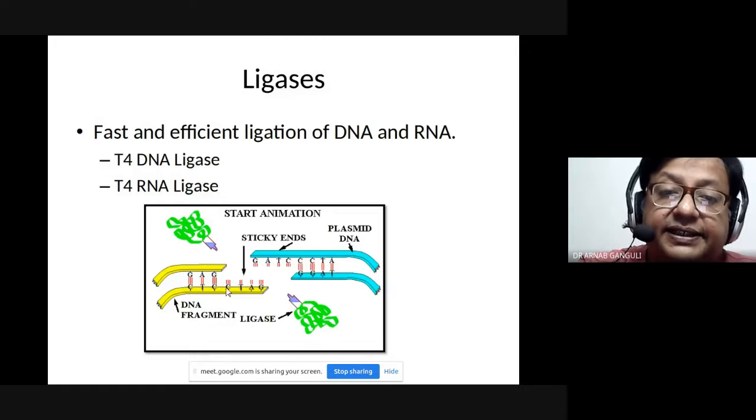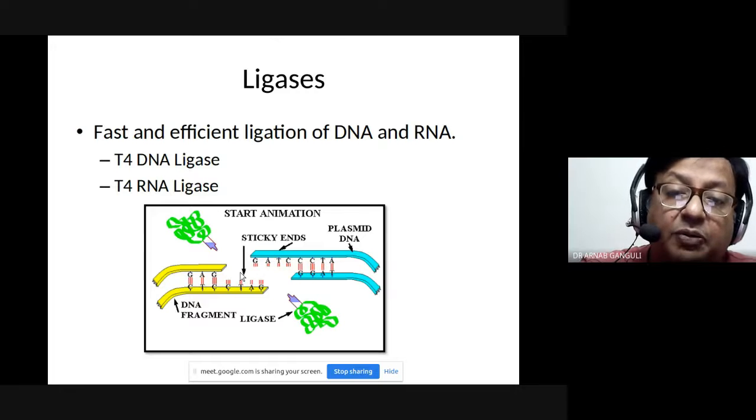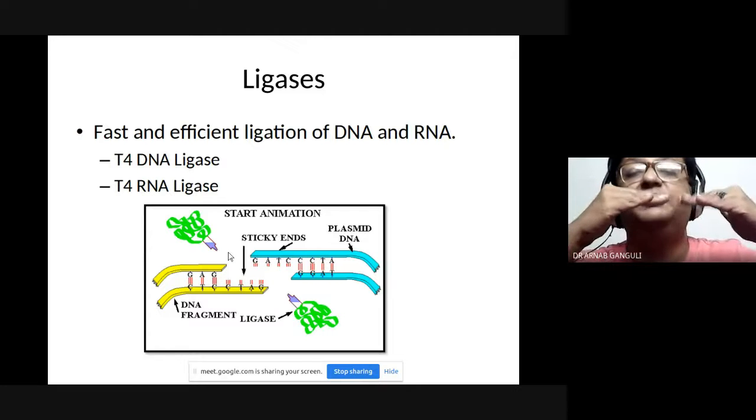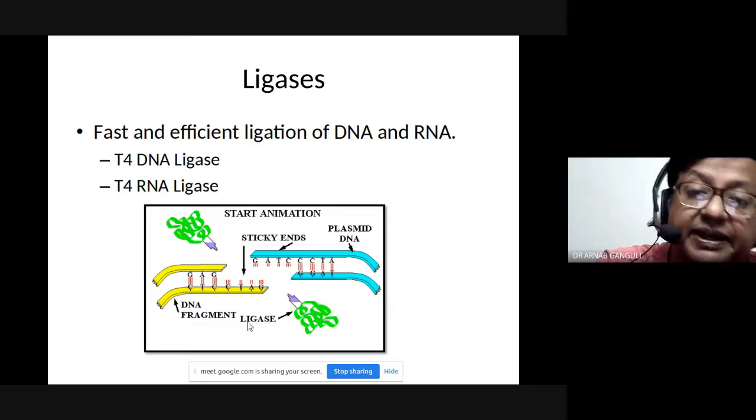So, ligases. This is a DNA fragment. You have a sticky end. This is the plasmid DNA. This is the DNA fragment. They will come and join over here, this blue will come on top of it, G opposite of C, A opposite of T. This is the same end, but still these two will not join because they are separate. They will come close, but they will not join. This joining is done by DNA ligase.